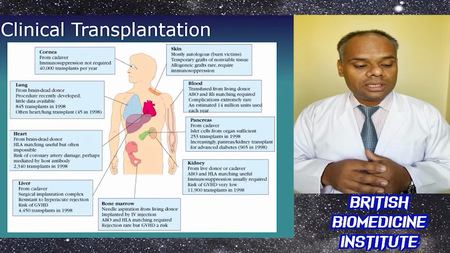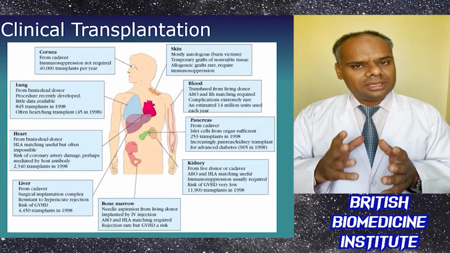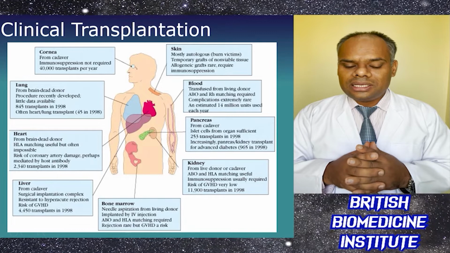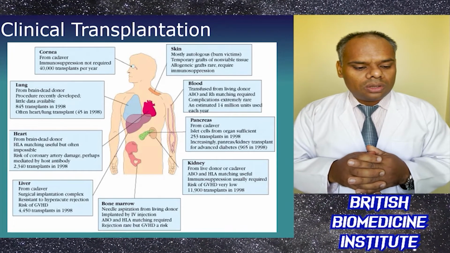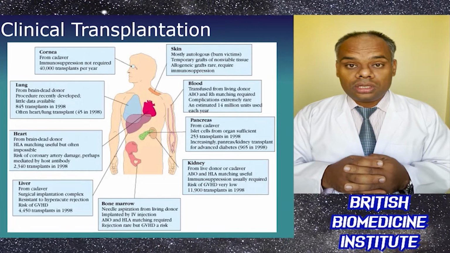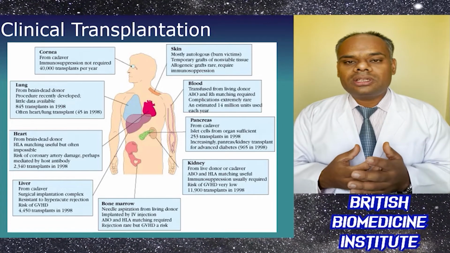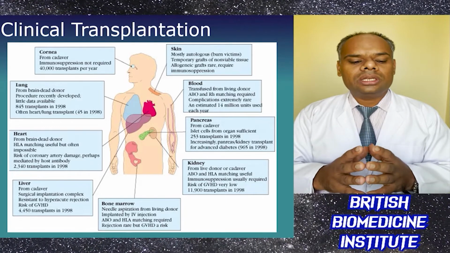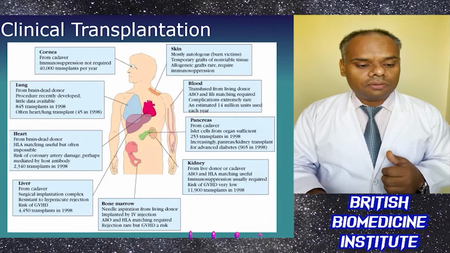Lungs can also be transplanted from a brain dead donor. The procedure is recently being developed and detailed data is not yet available. In 1998, 845 lungs were transplanted, and often heart lung transplants are carried out. Cornea, the eye, can also be transplanted from the cadaver, and immunosuppression is basically not needed. Almost 40,000 cornea transplants are carried out every year in the world.